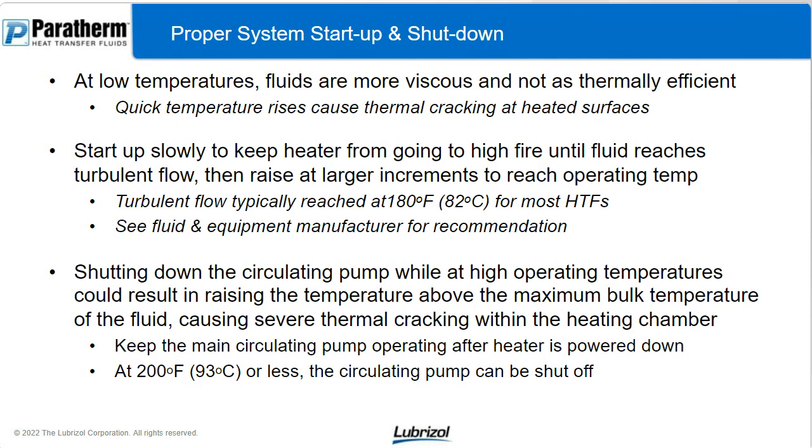So you want to make sure that you start up slowly when you're initially starting. Don't let that heater go into high fire until the fluid reaches what we call turbulent flow. Turbulent flow means the flow rate is good enough to get the fluid moving. So turbulent flow happens usually around 180 degrees Fahrenheit. You want to talk to your equipment manufacturer for that. When you're shutting down the system, you don't want to ever shut the pump and the heater off at the same time, because then you just have fluid sitting inside of a hot heater box baking into the heater. So you want to make sure you keep the main circulating pump running after the heater is powered off.